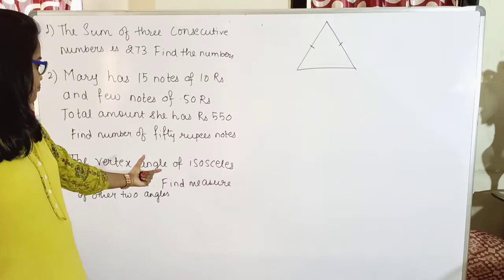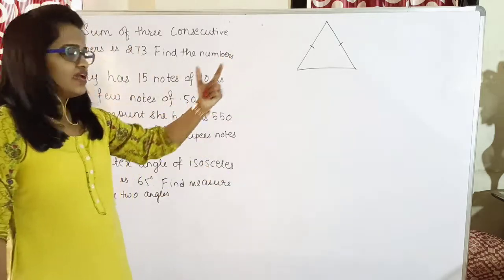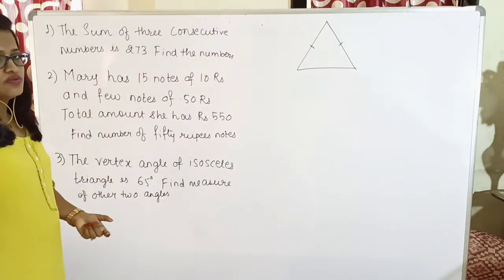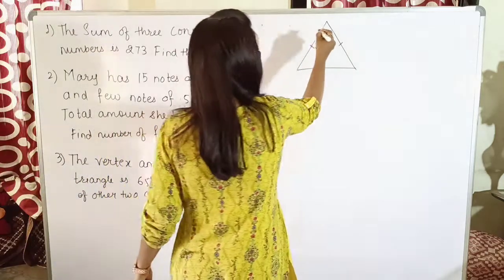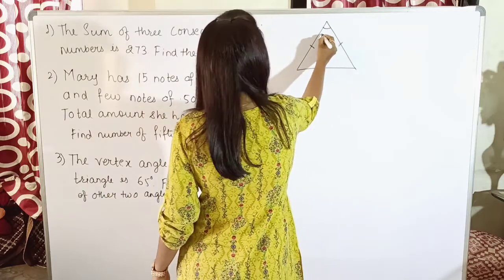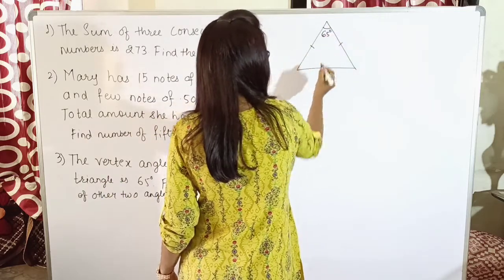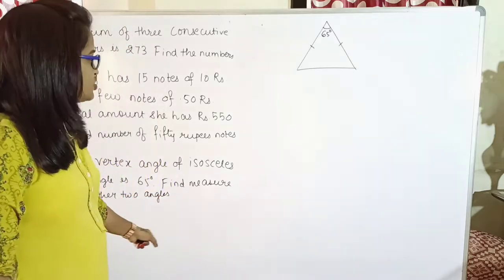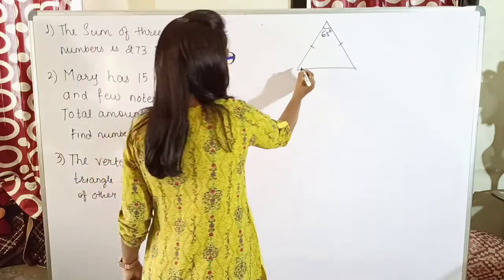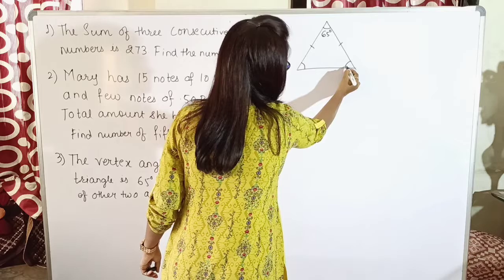Okay. So an isosceles triangle having two sides equal, the vertex angle, vertex means the one present at the upper side, so this angle, and the value is 65 degrees. And you have to find the measure of the other two angles. Other two angles means this angle as well as this angle.